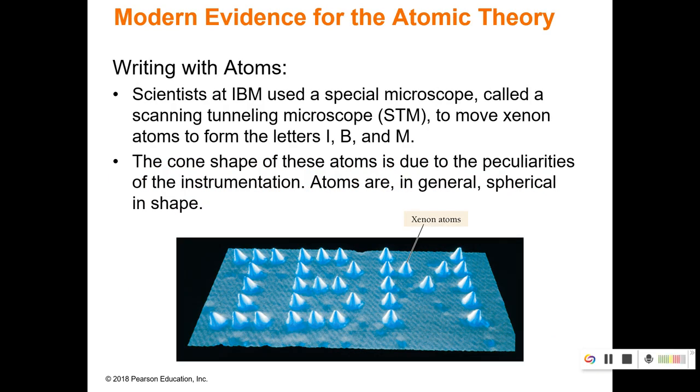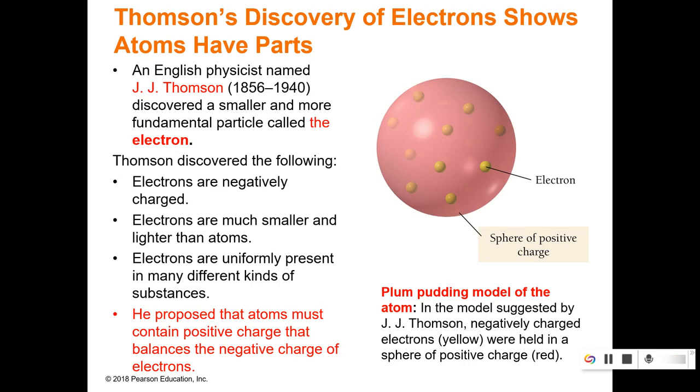This is just showing they've got scanning microscopes and they spelled out IBM with atoms to be fun. It is xenon, and xenon is a fairly large atom in comparison to others. Okay, next person after Dalton is J.J. Thomson. You need to know that he is responsible for discovering the electron, and he used a cathode ray, which we'll see on the next slide.